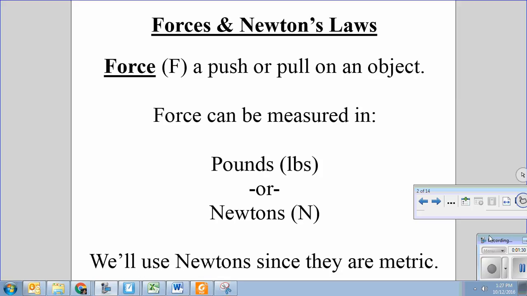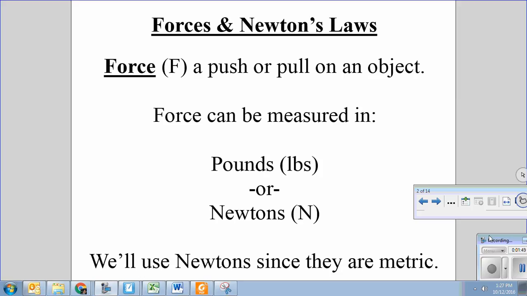Bless you. You all know what a pound is. A pound is basically the force required to lift a 1 pound object. If you're lifting 50 pounds, you're exerting about 50 pounds of force. Now, pounds, unfortunately, is not metric, so we are going to use newtons to measure force.